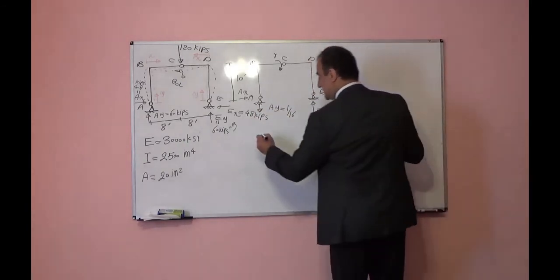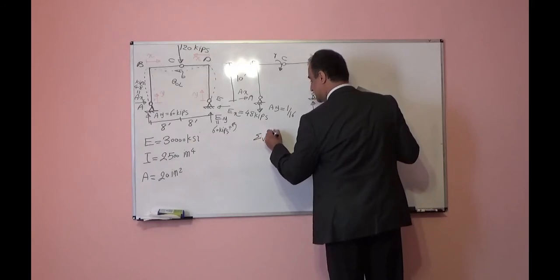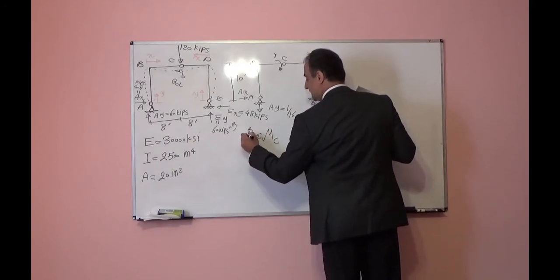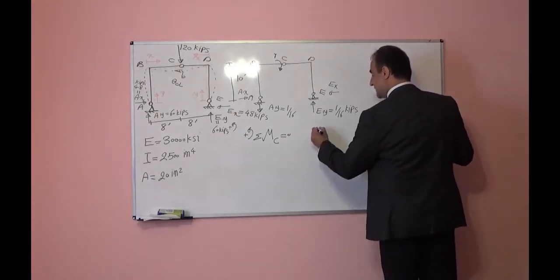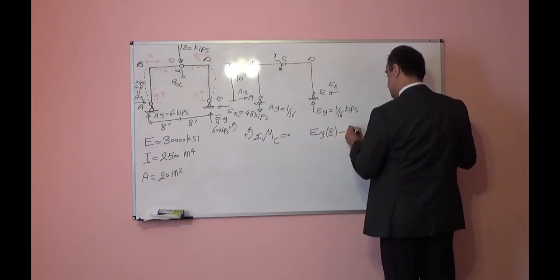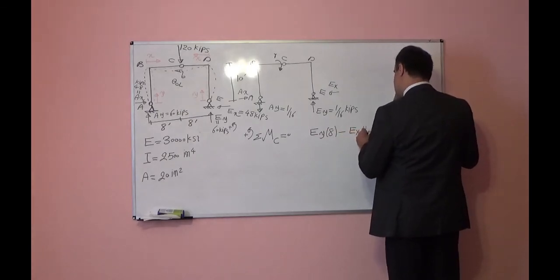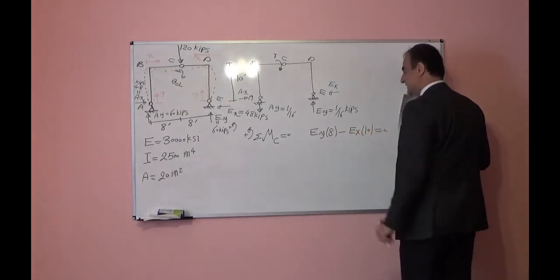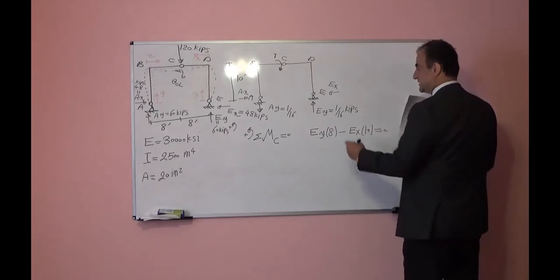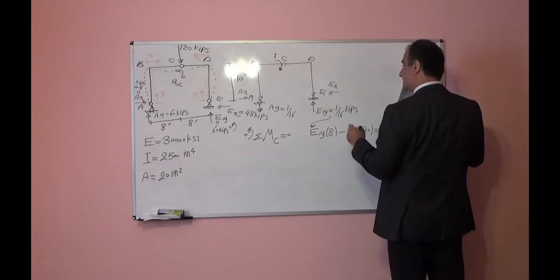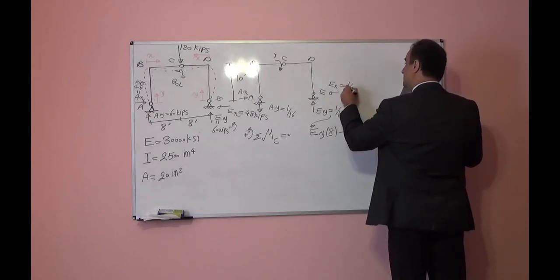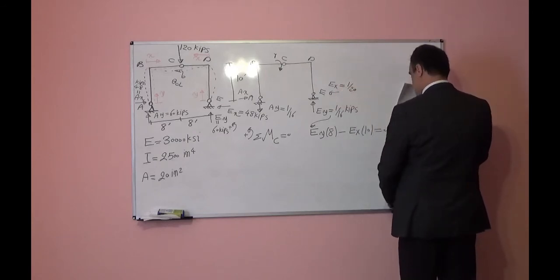Again, if I take moment for the right side of the frame with respect to point C, I will have Ey times 8 minus Ex times 10 is equal to 0. If I plug in Ey here, I will find Ex is equal to 1 over 20 kips.